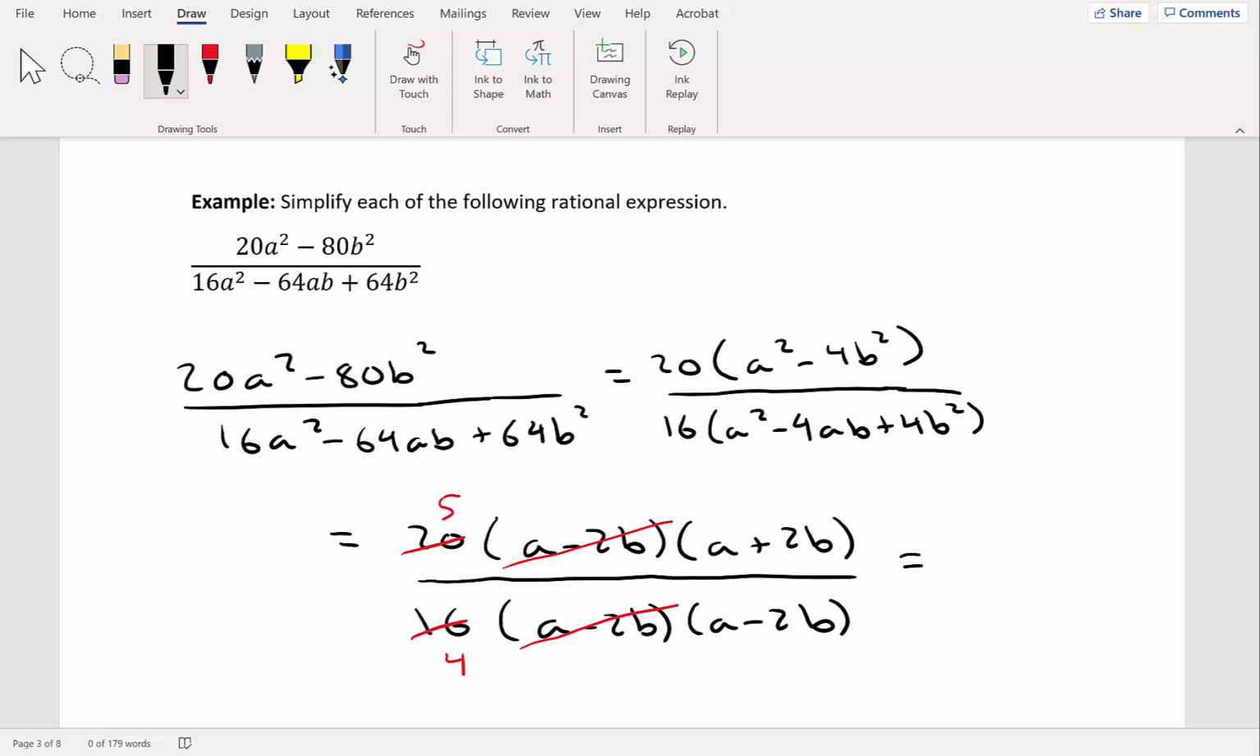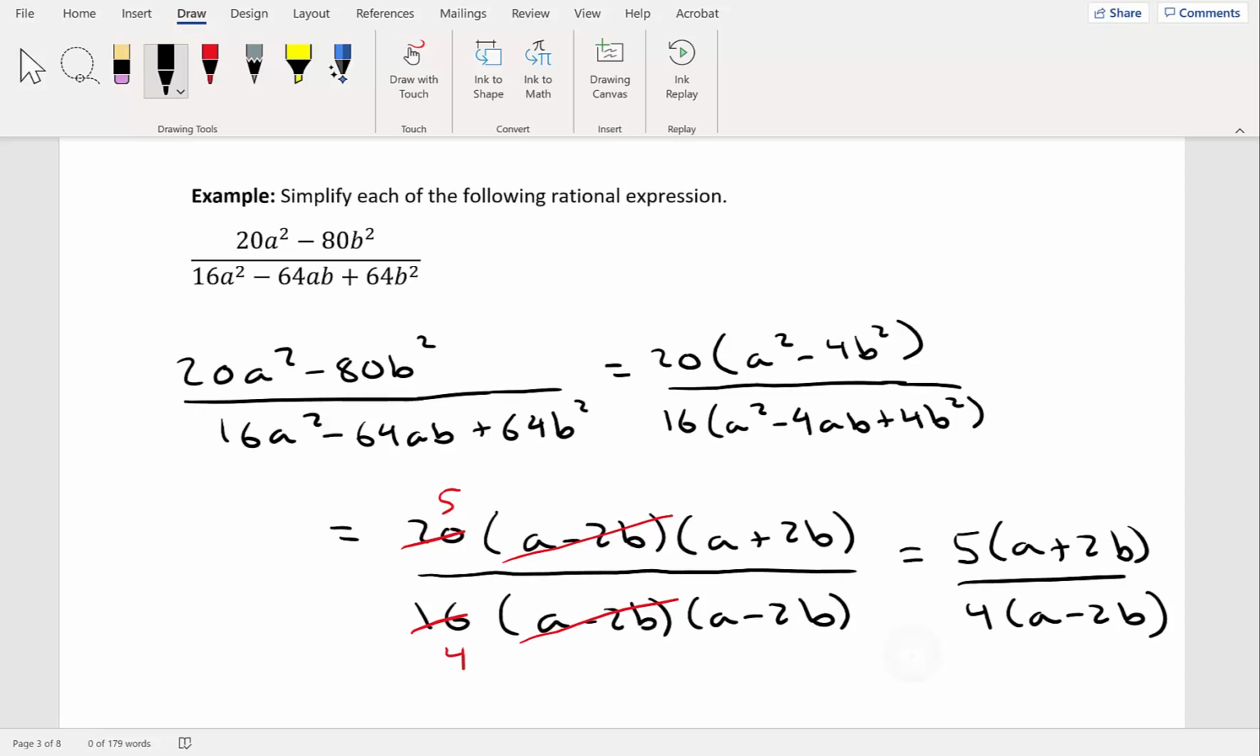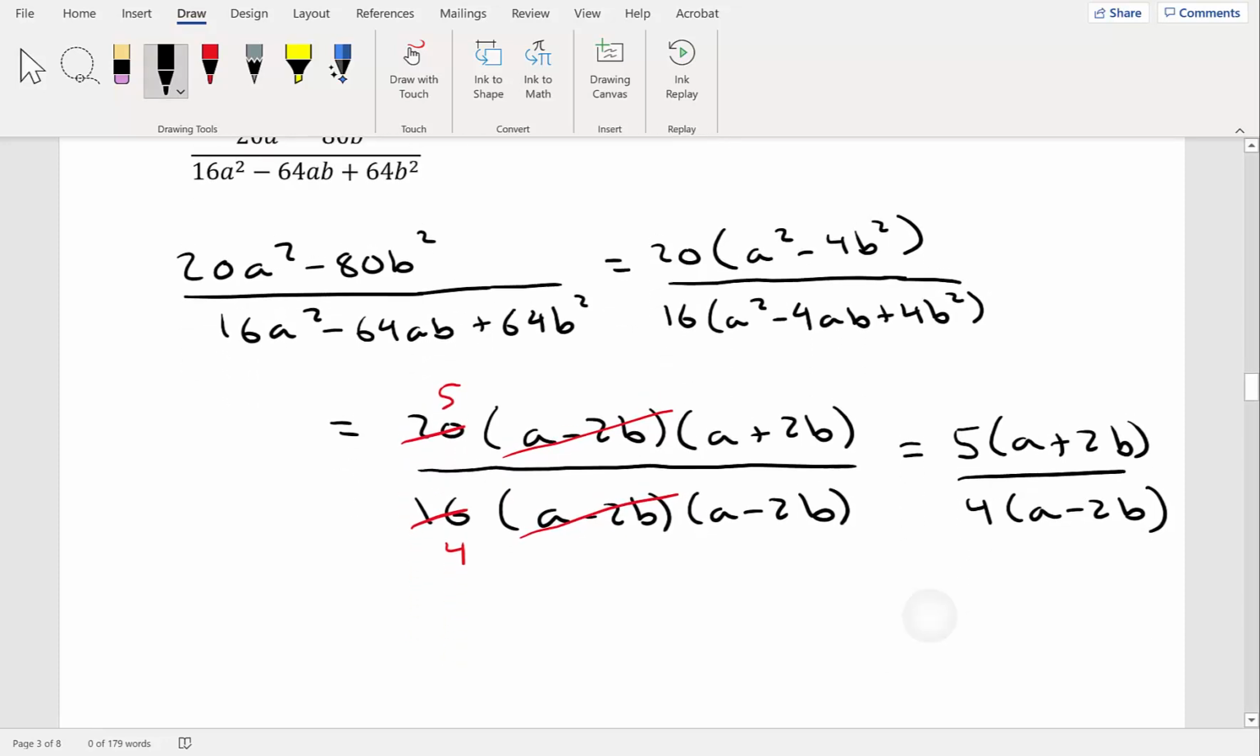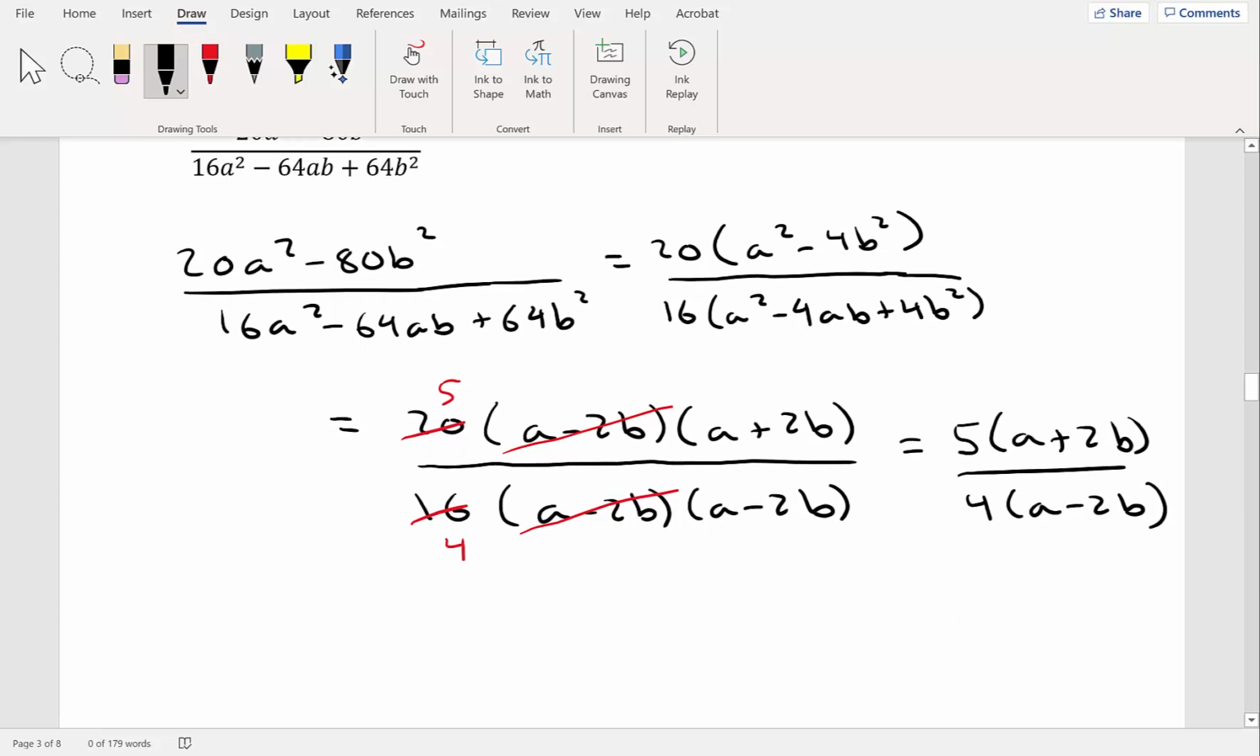So now we write out our final answer. We have 5 times a plus 2b, or I'm sorry, all over 4 times a minus 2b. And now we have completely simplified this rational expression. So the main concept here is really just factoring, using those techniques that we saw in chapter 4. You're going to factor out the top and the bottom completely, and then you cancel out whatever you see in common.